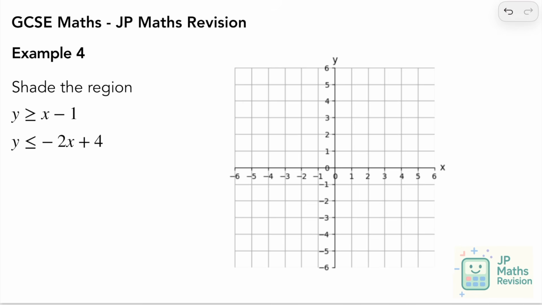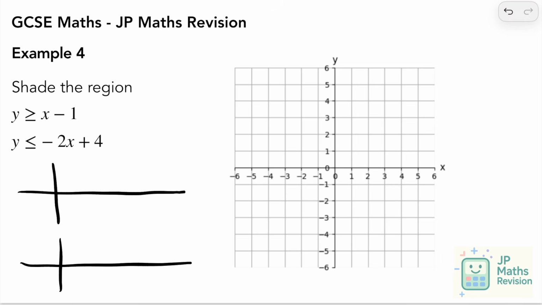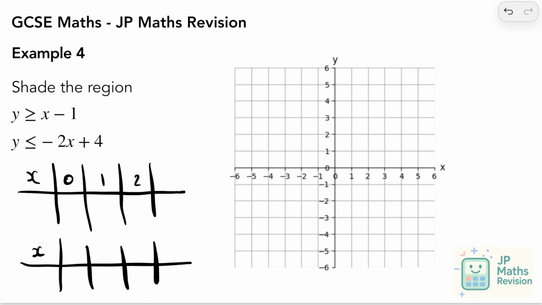So this question here, we need to shade the region where y is greater than or equal to x minus 1, and y is less than or equal to -2x plus 4. So this time I need to sketch two graphs. So I'm going to do a table of values for each one. So for the first one, I'm going to do x's between 0 and 3. So I'm going to do 0, 1, 2, and 3. And I'm going to do the same for the second one.